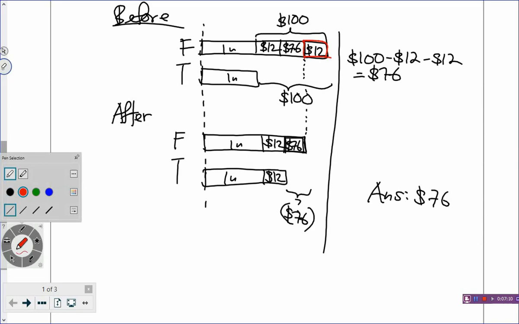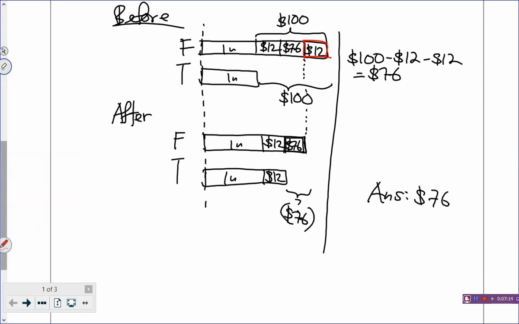Yes, you can see that it has been shifted to Tom. For a while, Mr. Ong is a little bit confused. Where has the $12 gone to? It has gone to Tom's rectangle. So Tom has received the $12.